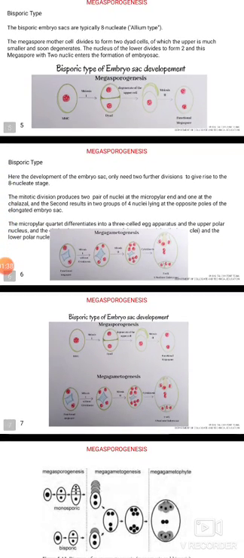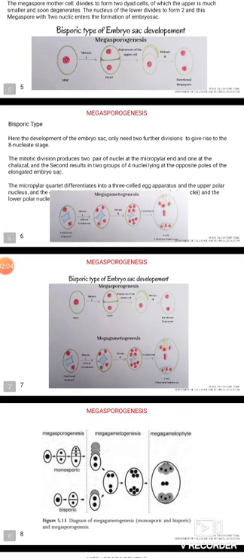Here the development of the embryo sac only needs two further divisions to give rise to the 8 nucleate stage. The mitotic division produces two pairs of nuclei, one at the micropylar end and one at the chalazal end, and the second results in two groups of 4 nuclei lying at opposite poles of the elongated embryo sac. The micropylar group differentiates into a 3-celled egg apparatus at the upper polar region, and 3 cells at the chalazal region, and 2 in the middle.